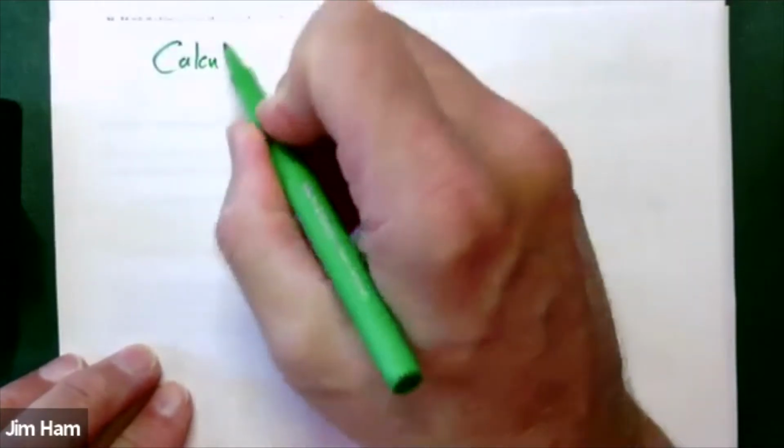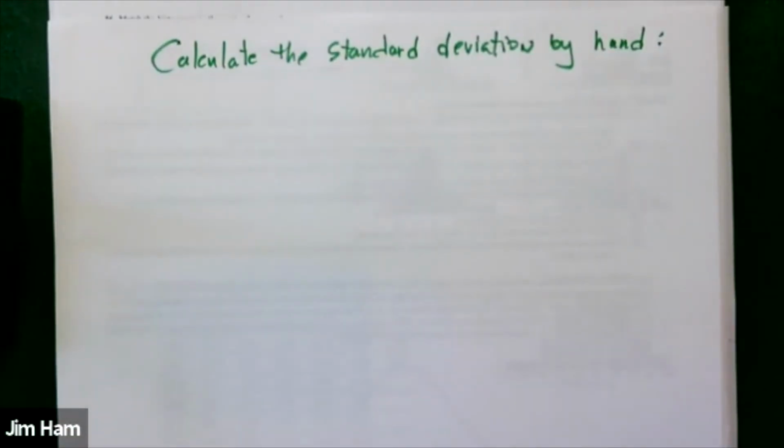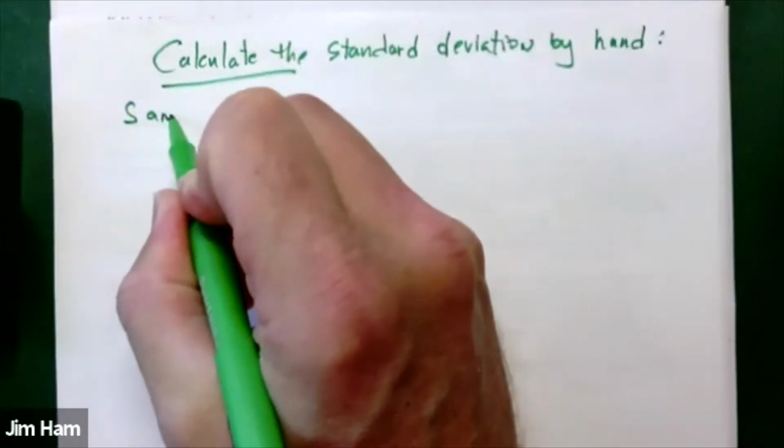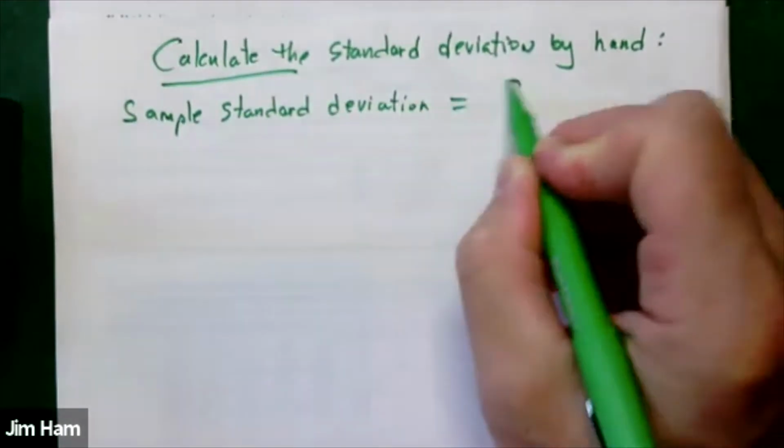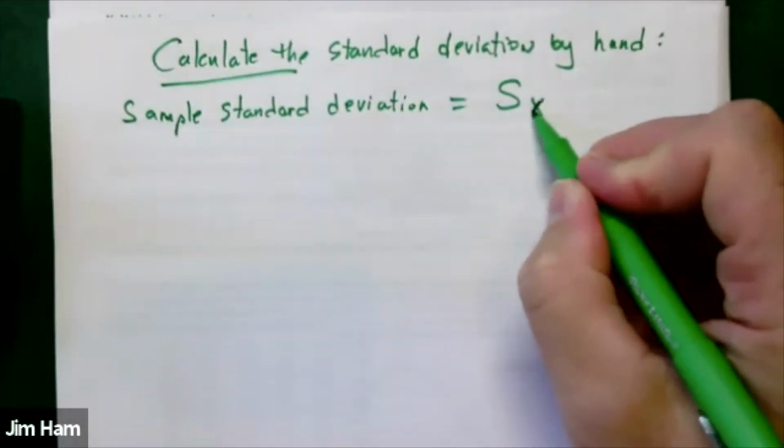I want to calculate the standard deviation by hand, just to show you what the calculator is doing behind the scenes. And we're going to work with a very small data set. Anything that's larger than this, you would definitely want to use your calculator. Okay, so let's calculate the standard deviation by hand. Now there is a population standard deviation, and then there is a sample standard deviation. And for the sample standard deviation, the variable that we use is S or Sx.